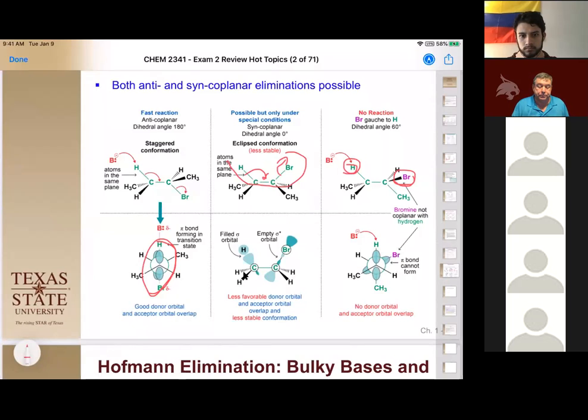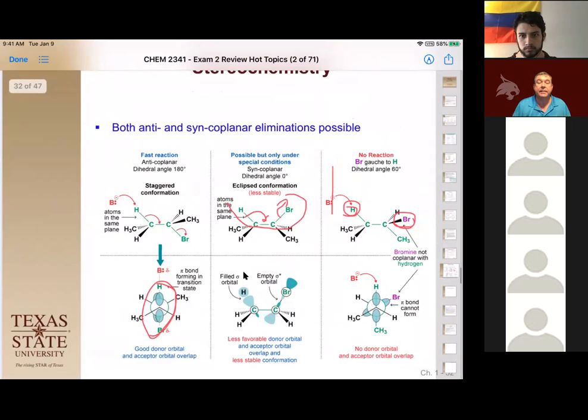Okay, so that is kind of important for your E2 reactions because the base has to be there at the exact same time as your leaving group. Therefore, this kind of stereochemistry is related to E2 reactions. Okay.